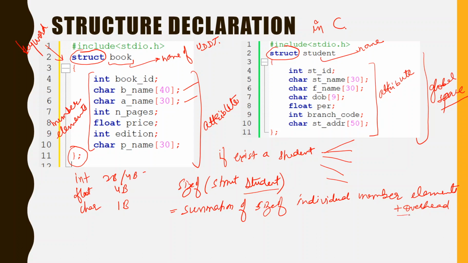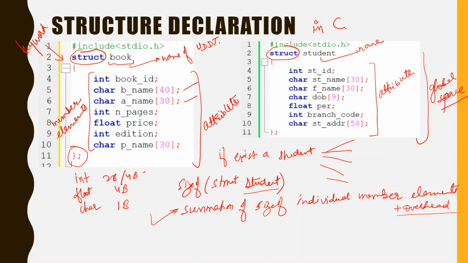Okay, so this overhead you will not be able to calculate, because this is a random overhead which the compiler itself adds. But anywhere in a question or in any examination, if the size of a structure is asked, then what you have to report is the summation of the size of individual member elements.